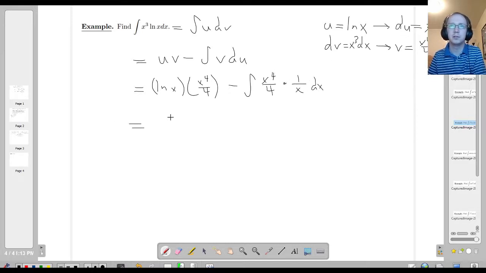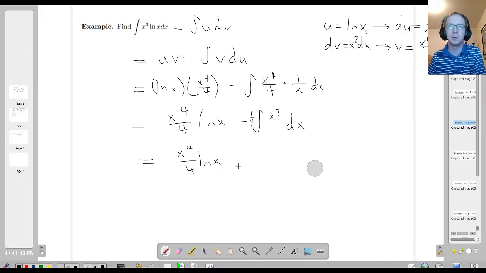So I definitely still have some simplifying to do here. So this guy, I'm just multiplying them together, x to the 4th over 4 ln x. This one, I want to simplify that integral before I try to do the integration. So I've got x cubed over 4 dx. And in fact, to help me clean that up a little further, I'm going to go ahead and bring that 1/4 out front. Just makes it a little easier.